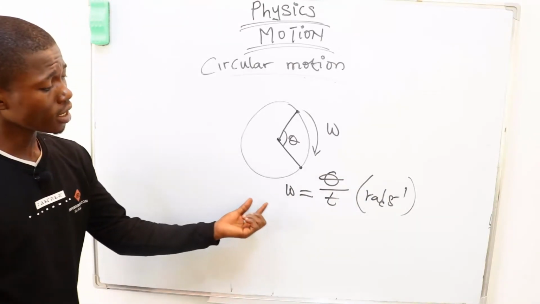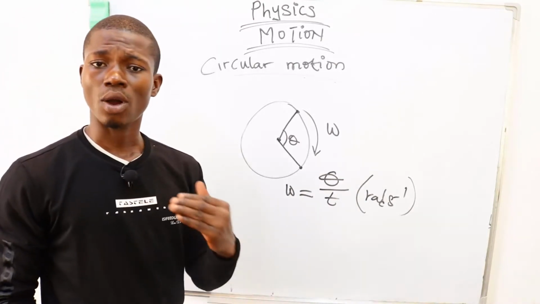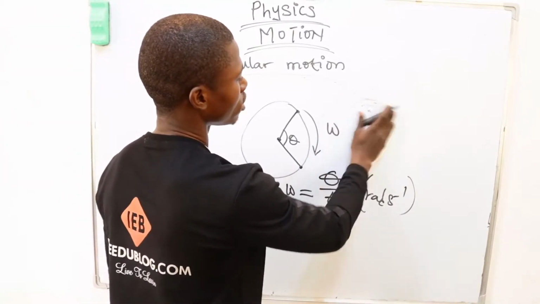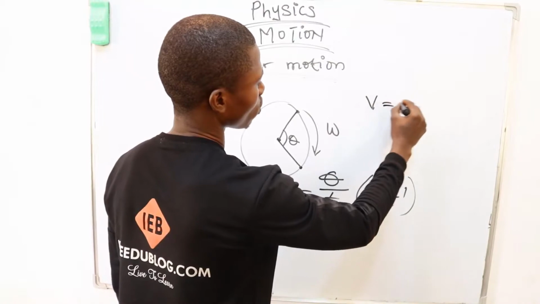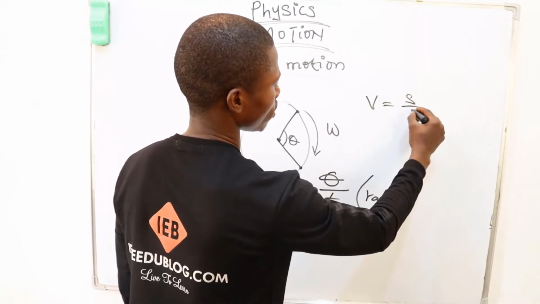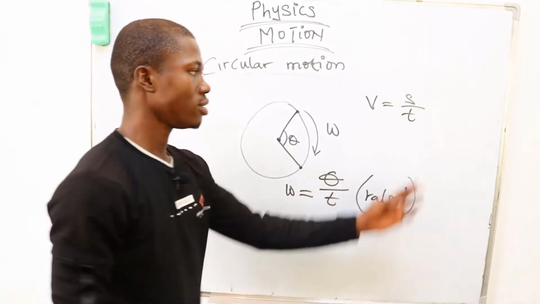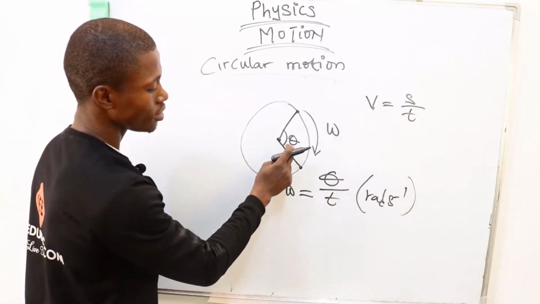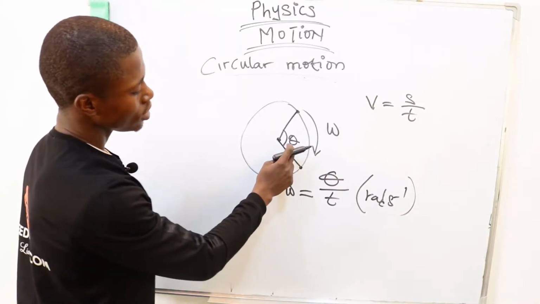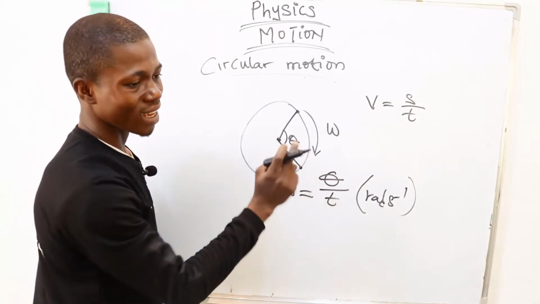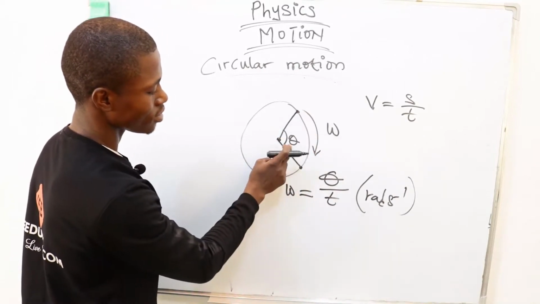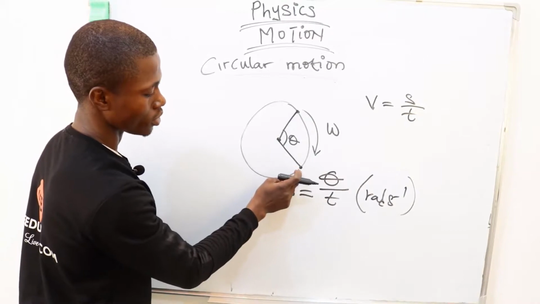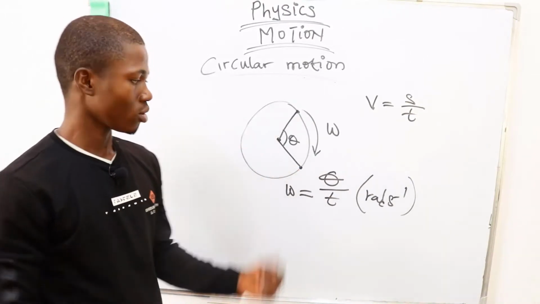Okay, and again, if we check from our former solving, we know that velocity is equal to displacement, which is s, over time. This is our velocity, displacement over time. And if we come here, this is our theta. This theta is an act of this rotation. This theta is gotten, okay?